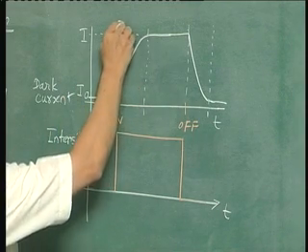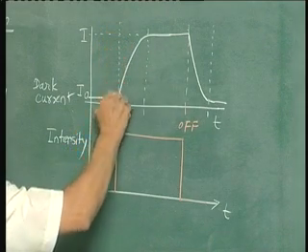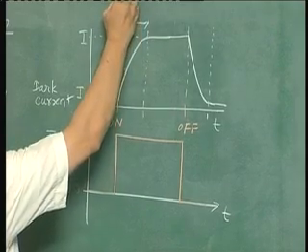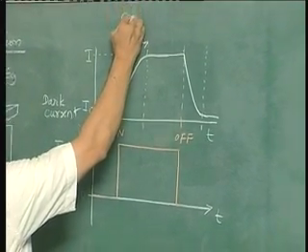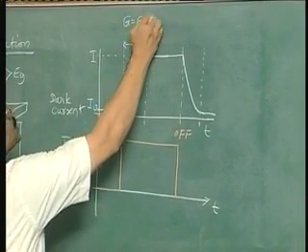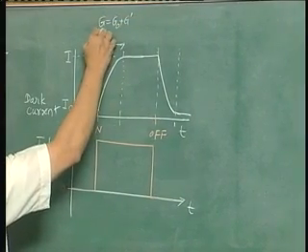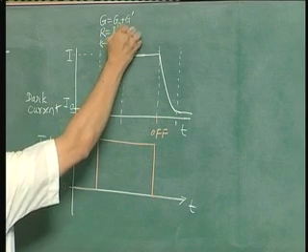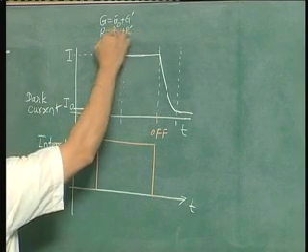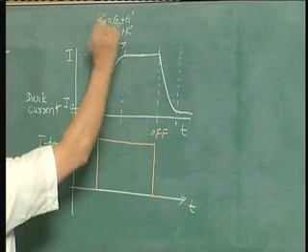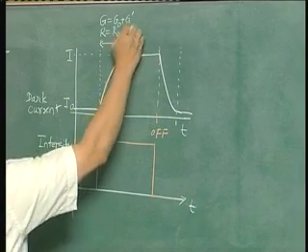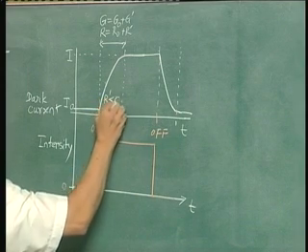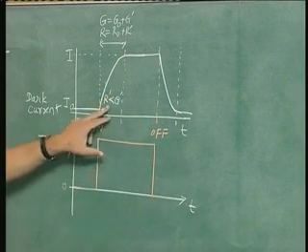So here we can say in this region your G is equal to G naught plus G dash, which is the excess generation rate, but R, which is equal to R naught plus R dash, this R is less than G because R dash is less than G dash in this region.